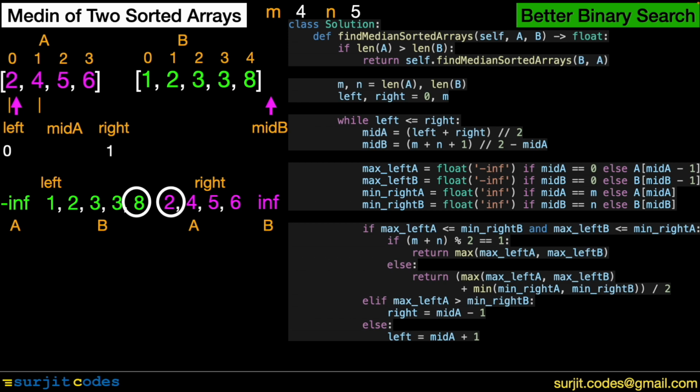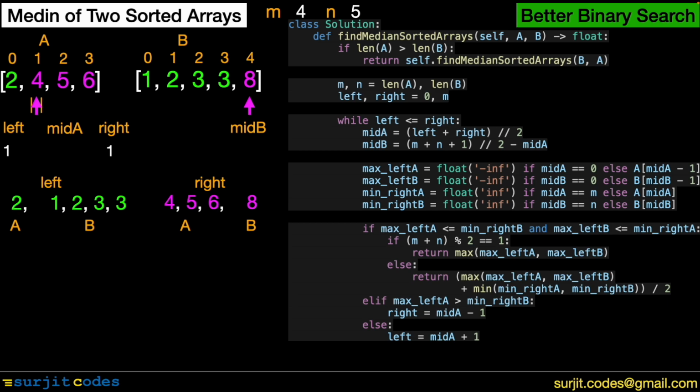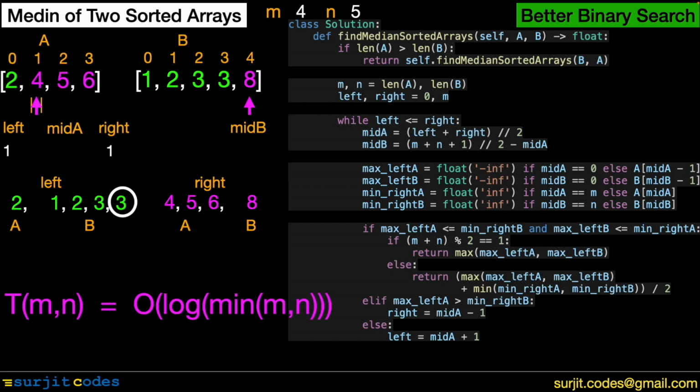In order to move 2 to the left side, we move the left fence right to mid A plus 1. New mid A becomes 1 and correspondingly mid B becomes 4 and the new left and right lists become these. Now that all the left elements are less than or equal to right elements, we return median as 3. Time complexity is log of min of m and n. Space complexity is constant.